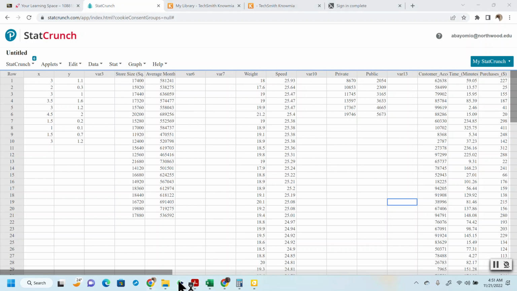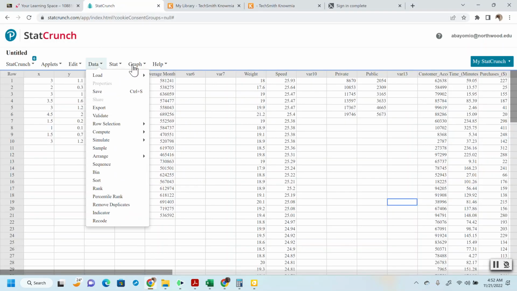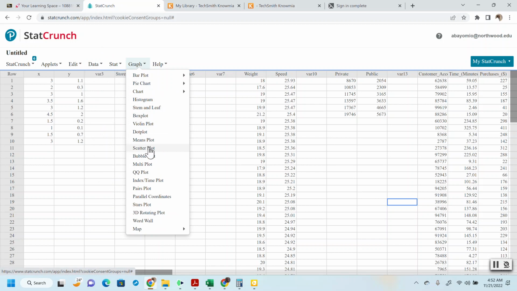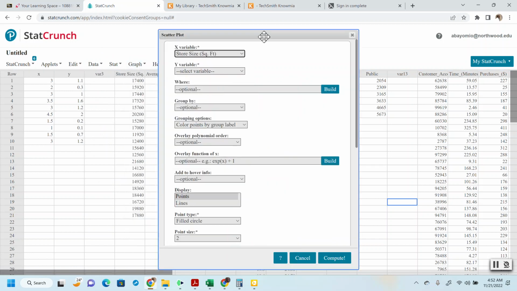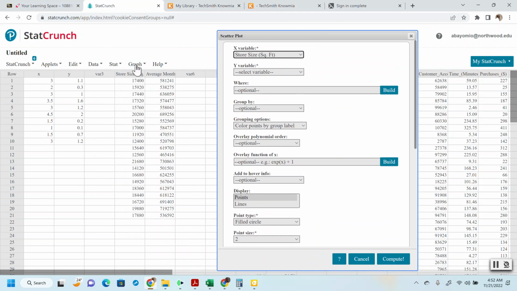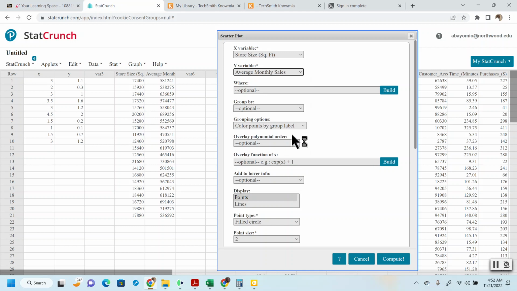And what is our first question that we'd like to answer here? We'd like to get what? The scatter plot. We'd like to get the scatter plot and possibly the sample correlation coefficient R. So let me do that. Let's go to this. And I'm going to start with graph, a scatter plot. My X variable will be the store size. That is this variable right here. And my Y variable would be average monthly sales.